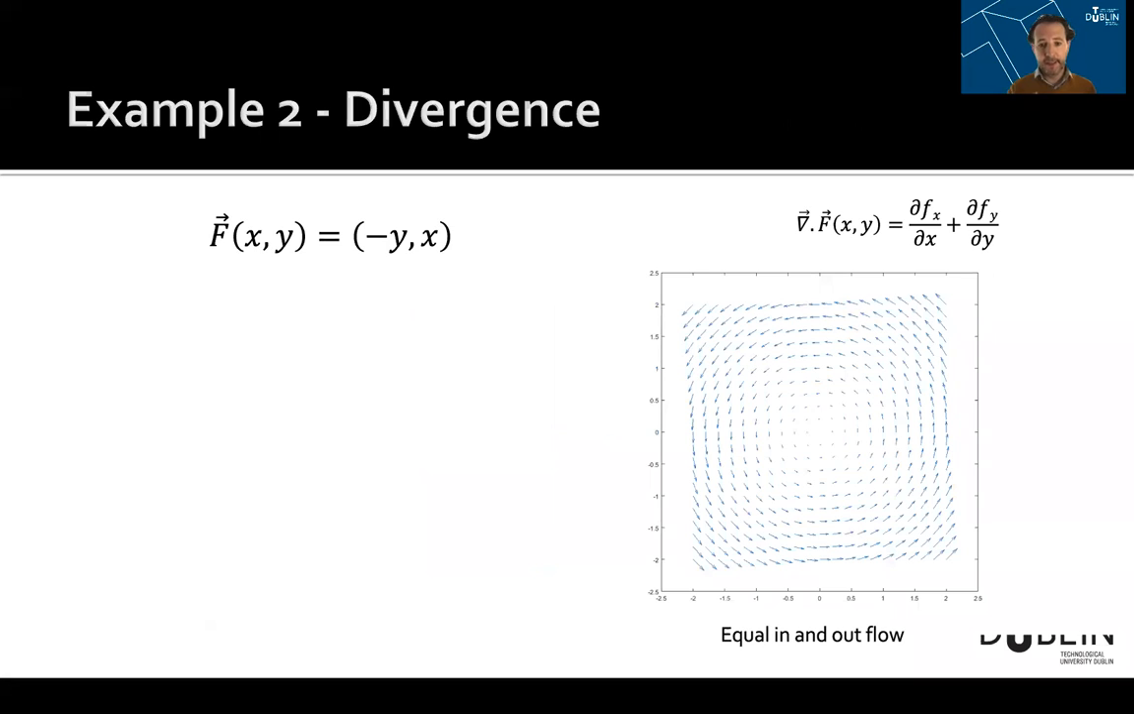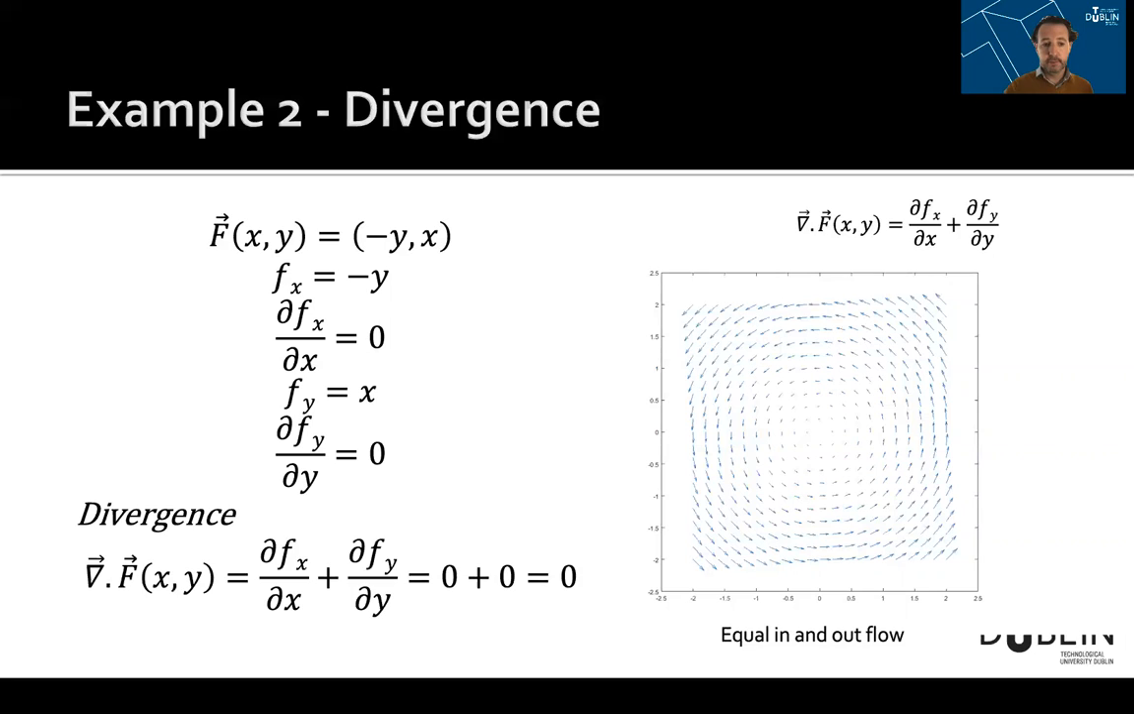F of x, y is equal to minus y, x. So the x directional part is minus y. The derivative of that with respect to x is 0. The y directional component is just x. The derivative of that with respect to y is 0. So our divergence here is 0 plus 0. So there's no inflow or outflow. It's just 0. It just stays rotating forever, like the orbit of something. And note, if I put a dot here, it'll just flow around in a circle, around and around and around. That's what we have with our flow field.